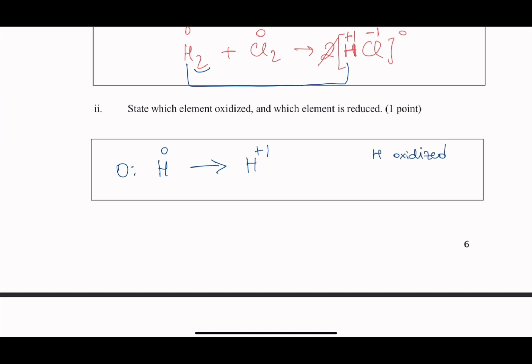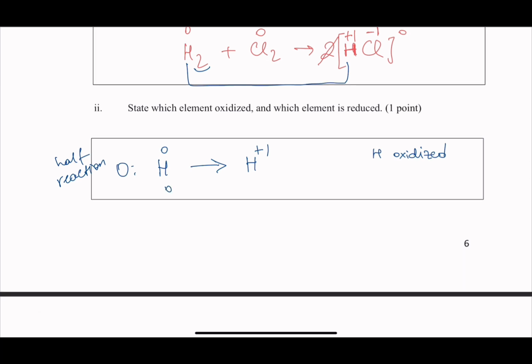But let's complete the half reaction. Currently I'm writing the half reaction of oxidation. So hydrogen goes from 0 to +1. I do a charge balance to finish this. So +1 on the right side. I need to make both sides equal, so I need to add -1 on the right side. As you know, I can only add electrons.